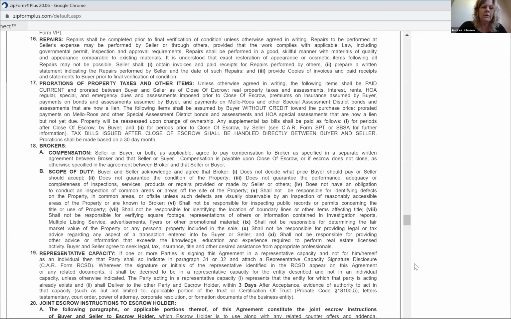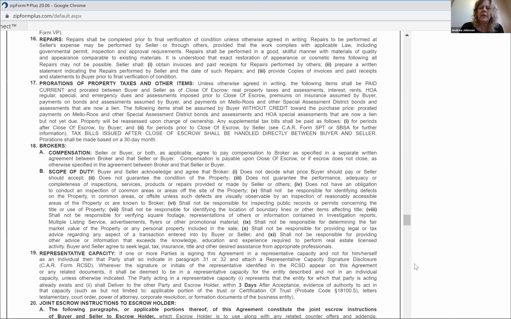Okay, now, paragraph 16, covering repairs. They shall be completed prior to final verification of condition unless otherwise agreed in writing. Repairs will be performed at seller's expense, may be performed by the seller or through others, provided that the work complies with applicable law, including government permit, inspection, and approval requirements. Repairs shall be performed in a good, skillful manner with materials of quality and appearance comparable to the existing materials. So that propped up gate certainly did not comply with this term of the contract.